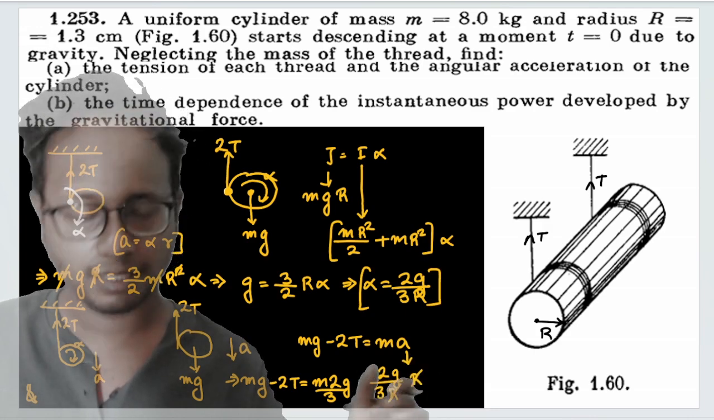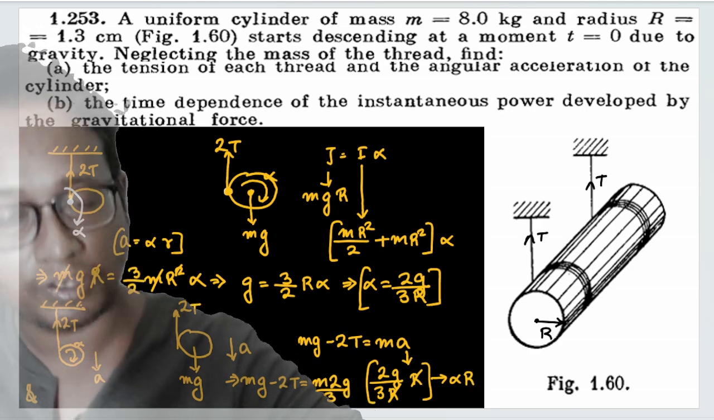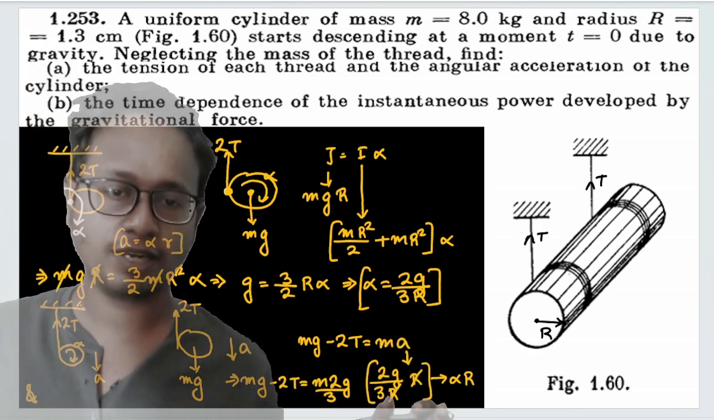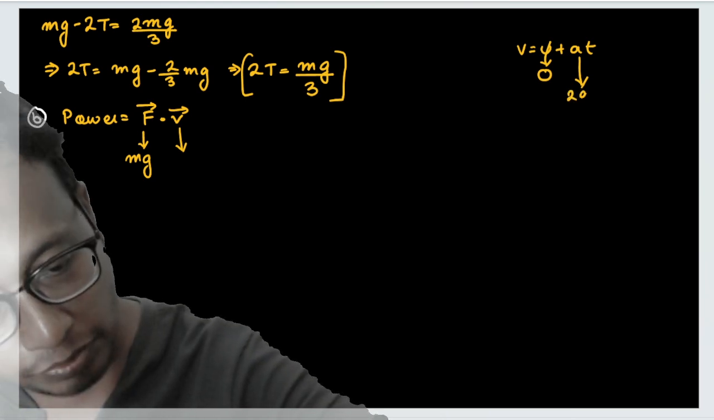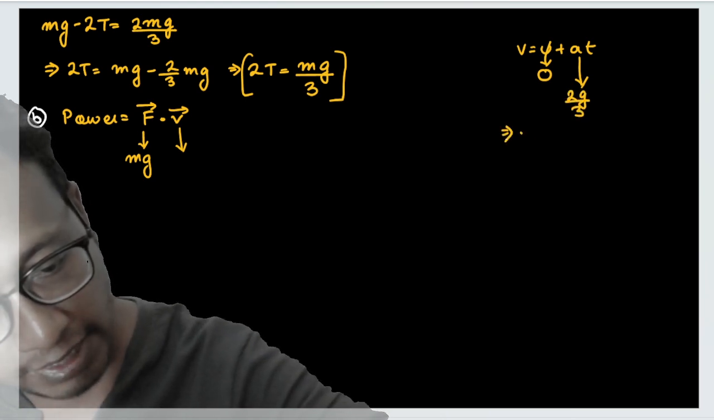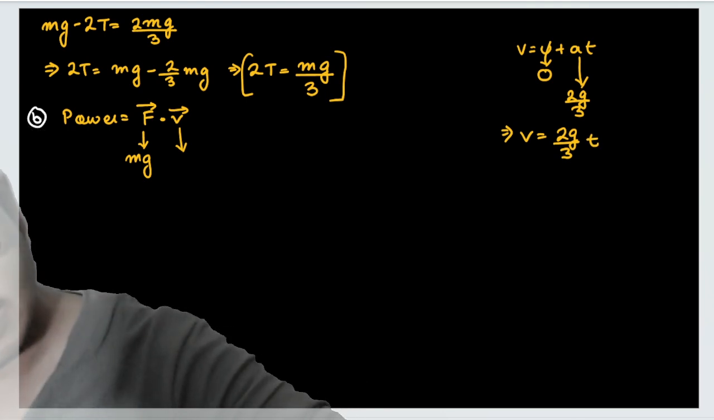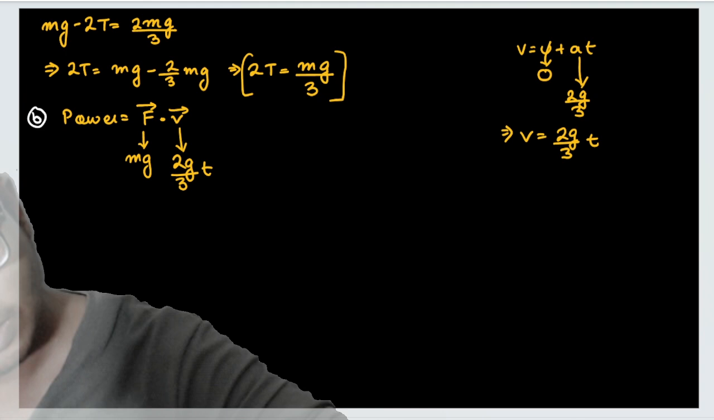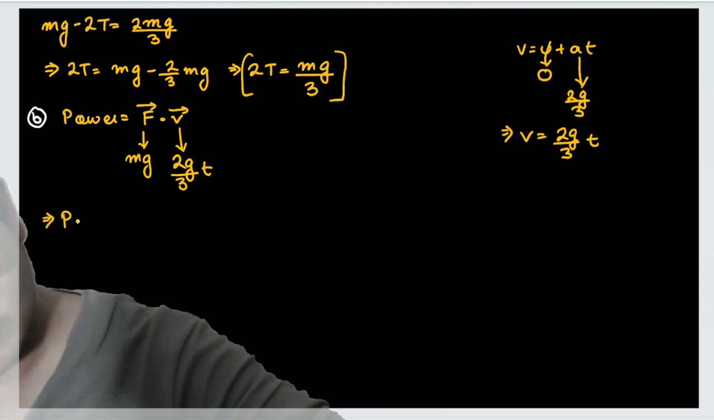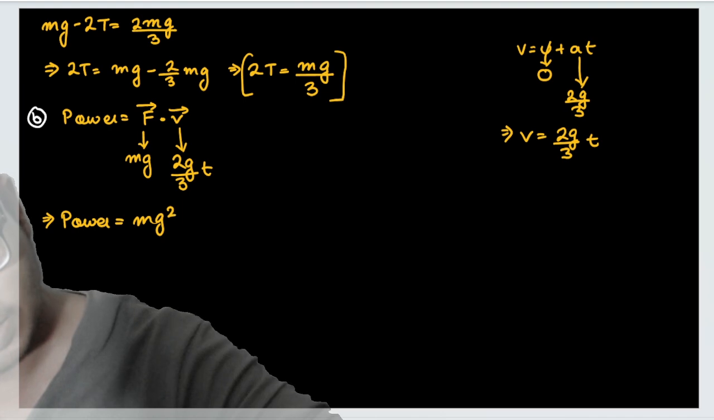A is equal to alpha r, I have already said that. So the value of acceleration is equal to 2g by 3. So v is equal to 2g by 3 into t. And if I substitute the value out here, the power at time t is equal to mg into 2g by 3 into t, that is 2mg square by 3 into t.